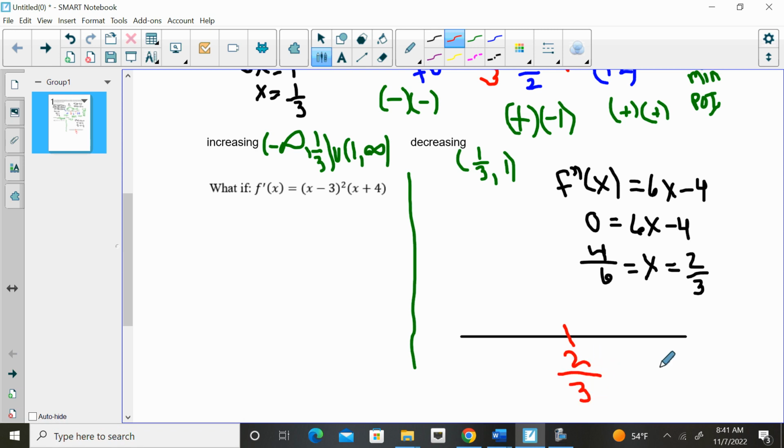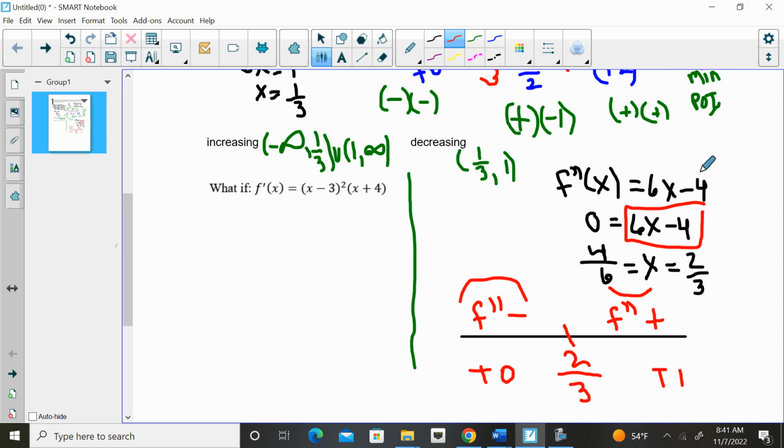Okay, so 2/3 goes on my number line. And let's see, I'm going to test 1 because that's bigger than 2/3. I'm going to test 0 because that's less than 2/3. So if I put 0 in, I'd get 0 minus 4. So the second derivative is negative, concave down like a frown. If I put in 1, 6 minus 4 is positive. So I do know I have an inflection point because the signs have changed.